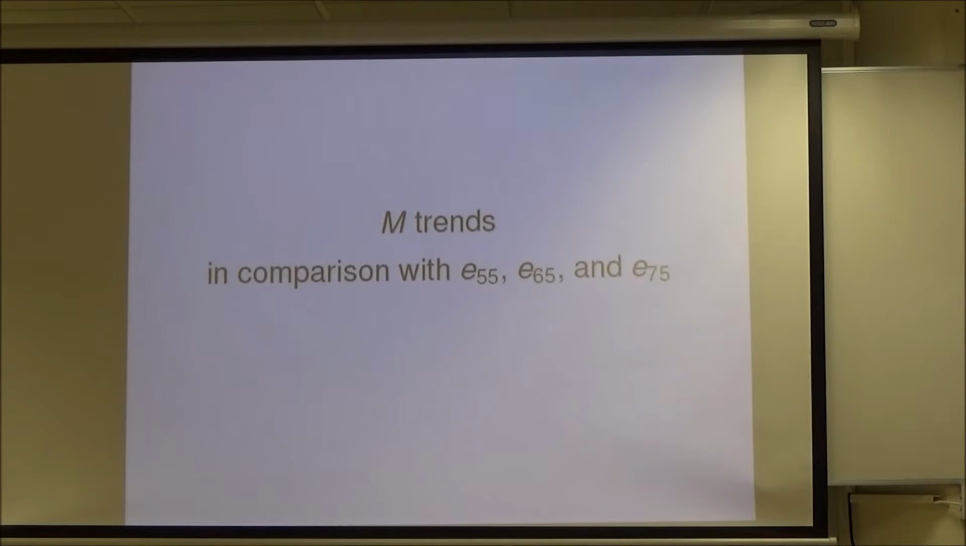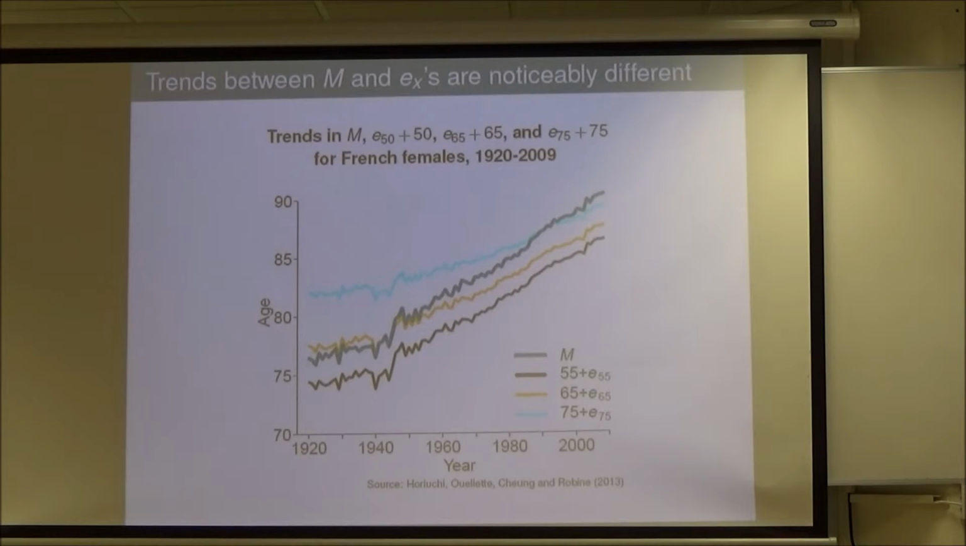Therefore, it may seem reasonable to expect quite similar trends in M and in life expectancy at an older age. But in fact, it's not the case.